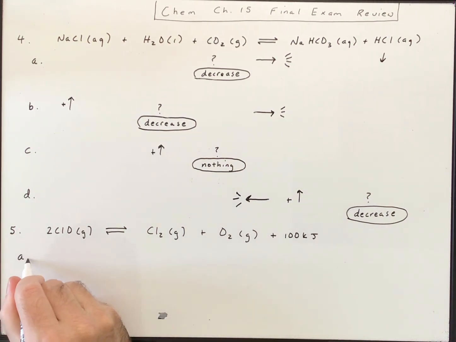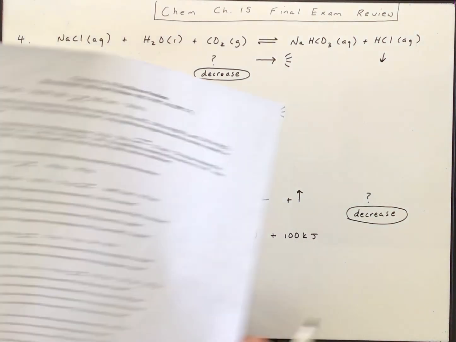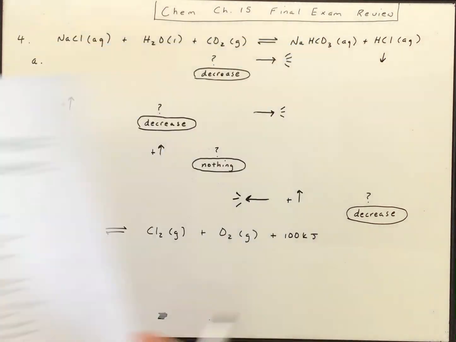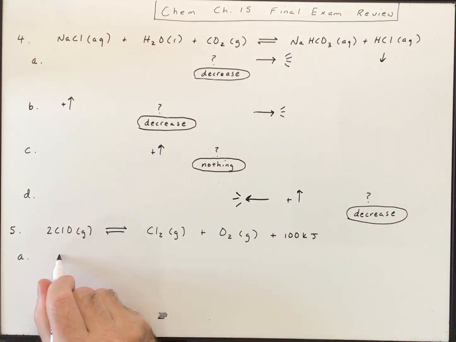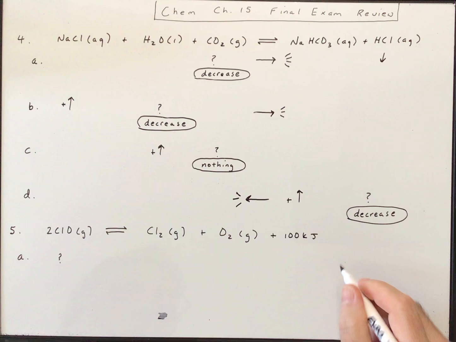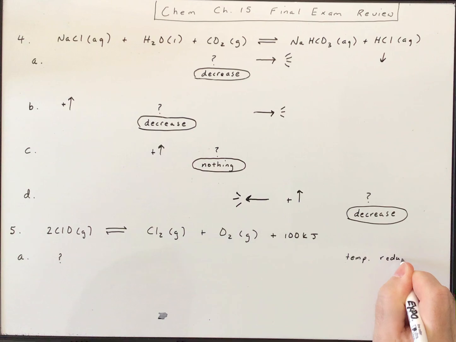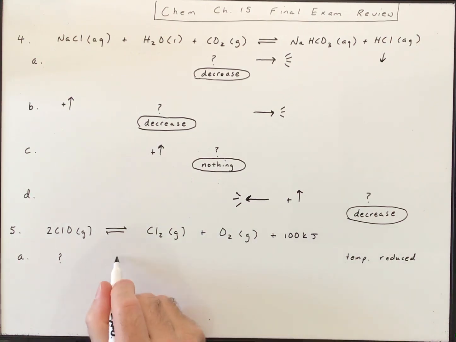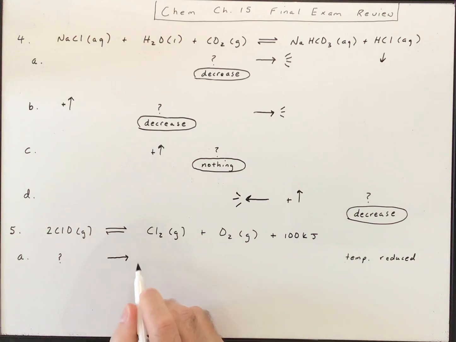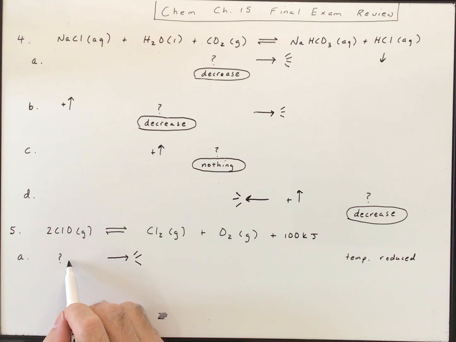All right, part A says, what will happen to the concentration of ClO if the temperature is reduced? Okay, so question mark here. The temperature, I'm going to write that over here to the right, temperature is reduced. Well, when the temperature is reduced, the reaction shifts towards the side with the energy. So the reaction will shift to the right. That means it'll fill the right, drain the left. Okay, so what will happen to ClO is that it will decrease.